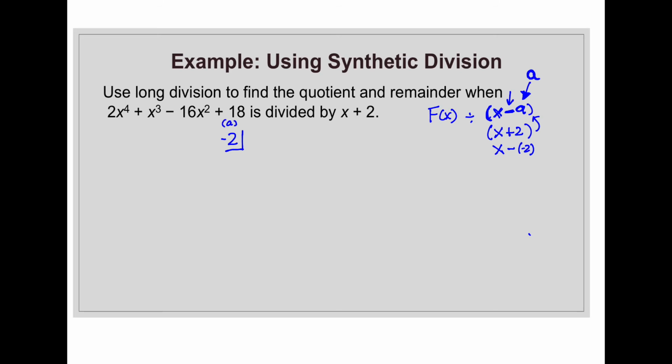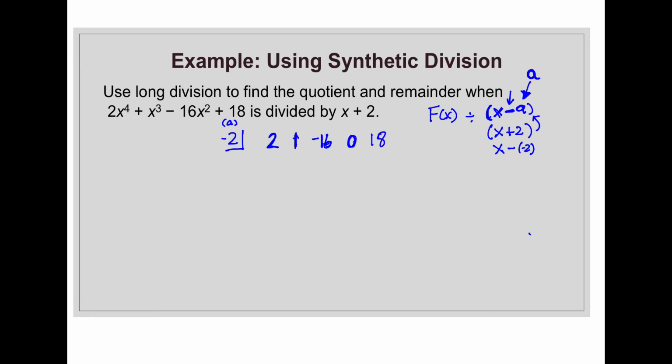Okay. And then I'm going to take the coefficients of all the other, the dividend here. I've got a 2 in front of the x, of course, that's the highest. And then we have a positive 1 in front of x cubed. Then I have a negative 16 in front of x squared. And then I don't have an x to the 1, so I'm going to put a 0 there as a placeholder for that term. And then we have 18. Leave a little space here.